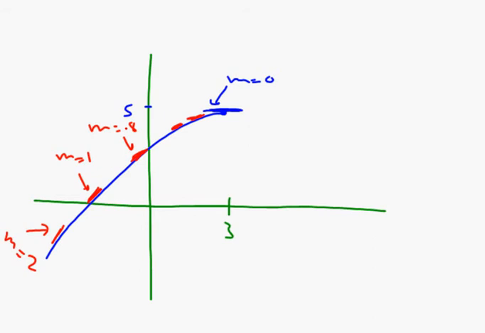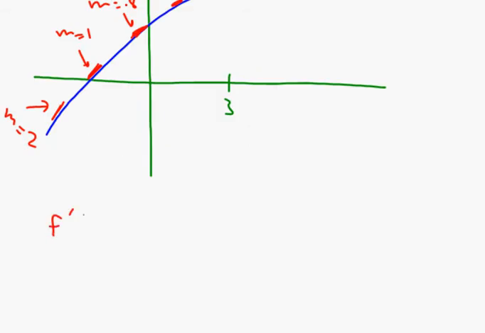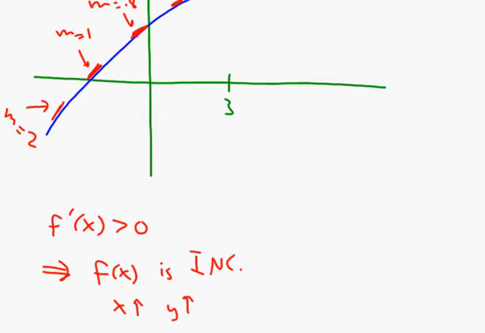So here's another way to think about it. When we see this fact that f prime is greater than 0, this is another way of saying that f of x is increasing. Okay? Meaning that as x goes up, y goes up.